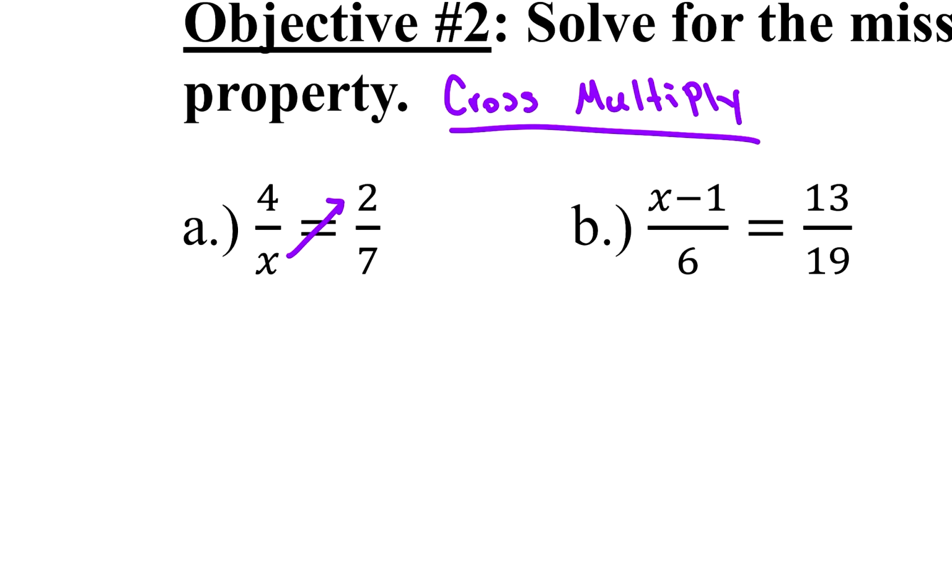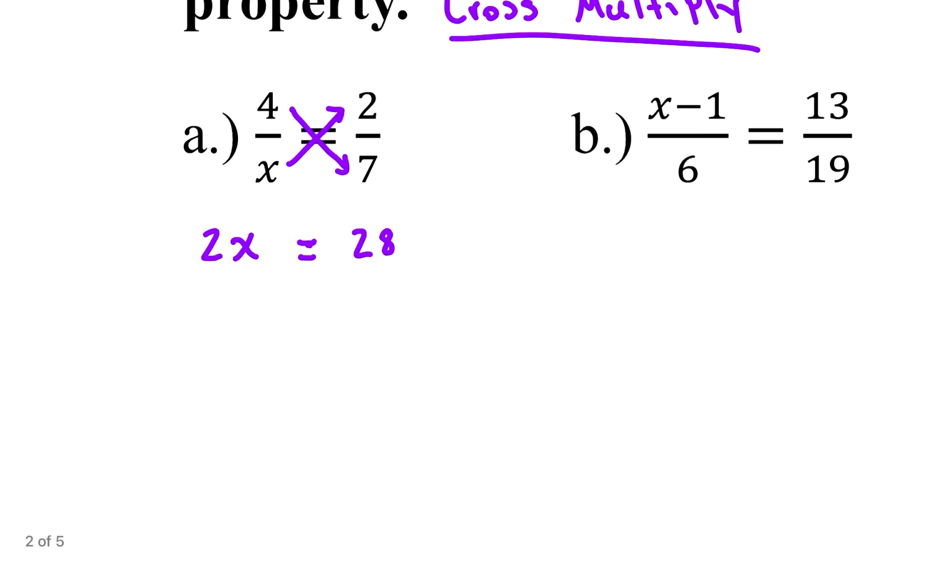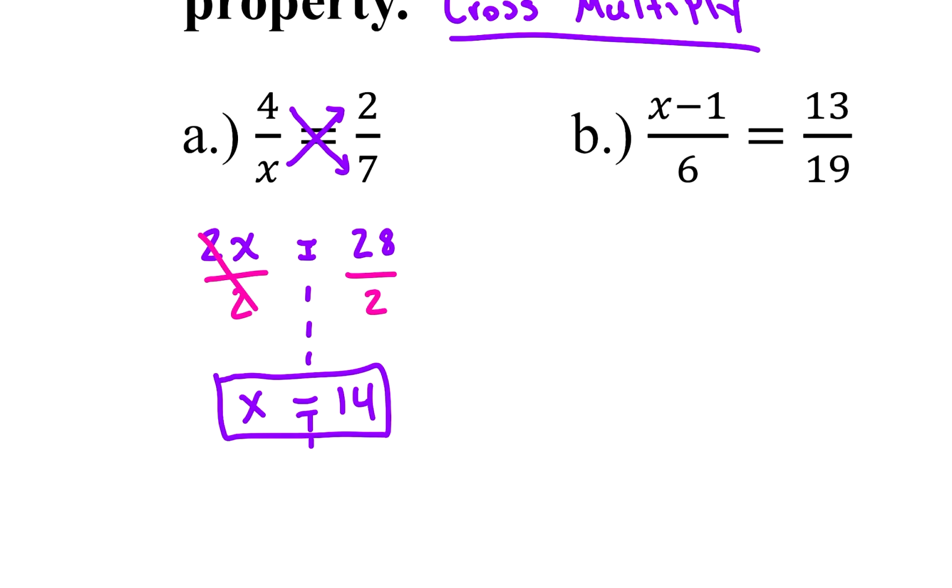So I'm going to start here. I'm going to do x multiplied by 2 gives us 2x. On the other side, 4 multiplied by 7 is 28. And what we do with those two values is set them equal to each other. So I'm going to set 2x equal to 28 and solve that problem. So I'm going to divide this side by 2. It cancels out here. And now I have x equals 14 as my solution.